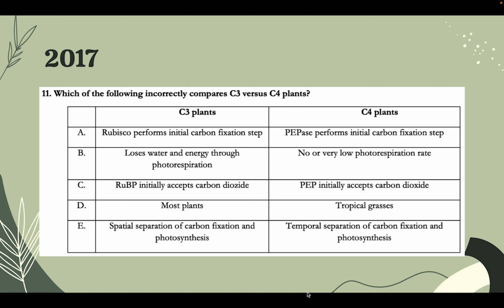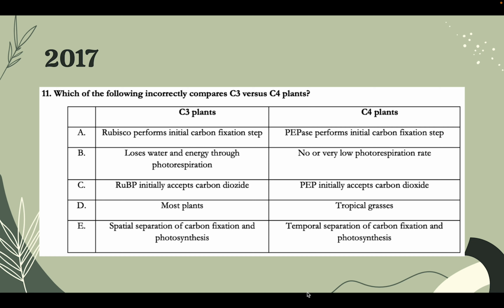So this is correct, as in C3 plants you go directly into the Calvin cycle in your mesophyll cells, and then for C4 plants you're going to essentially fix your carbon dioxide to PEP with PEP carboxylase. So yeah, let's look at B. C3 plants lose water and energy through photorespiration. That's correct. While C4 plants have no or very low photorespiration rate. That is correct as well. That is basically the improvement of C4 plants over C3 plants.